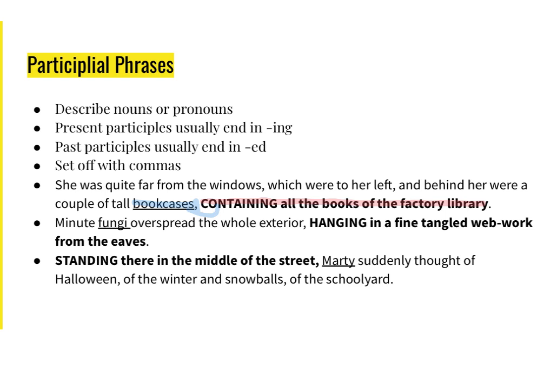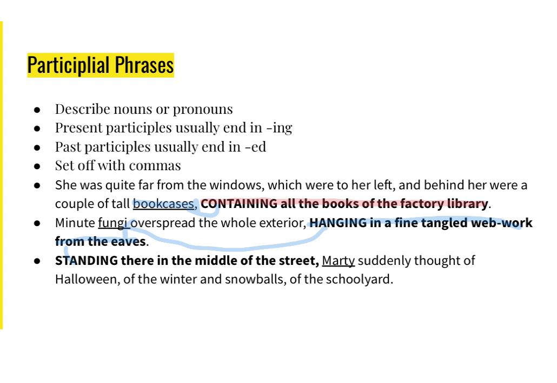Next example: Minute fungi overspread the whole exterior, hanging in a fine tangled webwork from the leaves. So here's our participle. The rest is the participial phrase, modifying fungi. Now notice that it's separated a little bit from the word that it's modifying, but it still makes sense. To be even more clear, you could move that right after fungi. So I would say: Minute fungi hanging in a fine tangled webwork from the leaves overspread the whole exterior.